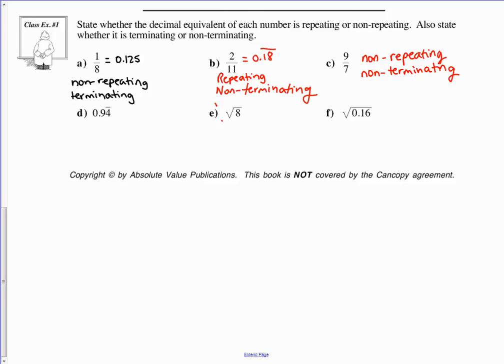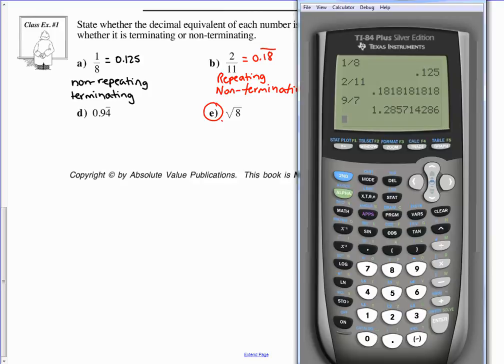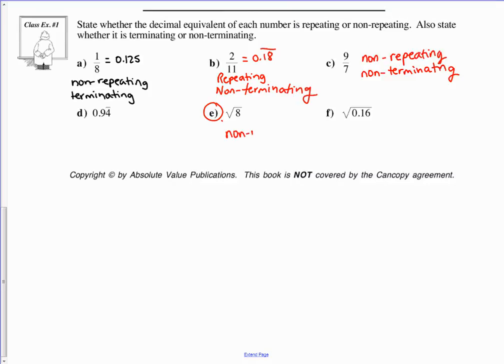Let's skip D. Let's go to E. Square root of 8. Repeating or non-repeating? Non-repeating and non-terminating.